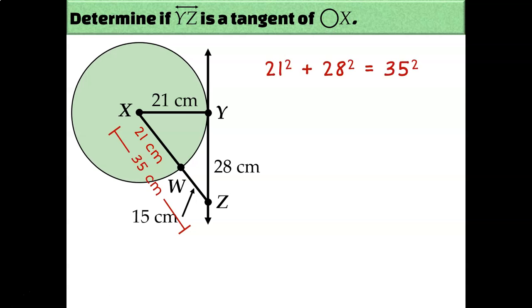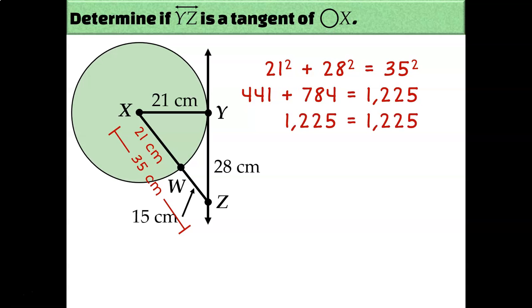So let's prove that 21 squared plus 28 squared is equal to 35 squared. So I get 441 plus 784 equals 1225. And when you simplify the rest of the way, you end up proving that yes, indeed, line YZ is a tangent of circle X because it's perpendicular to radius XY.